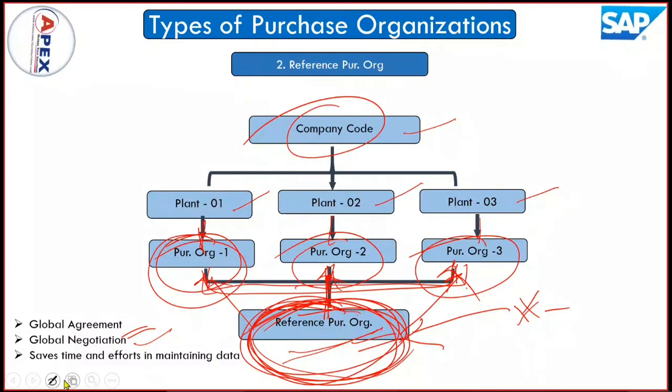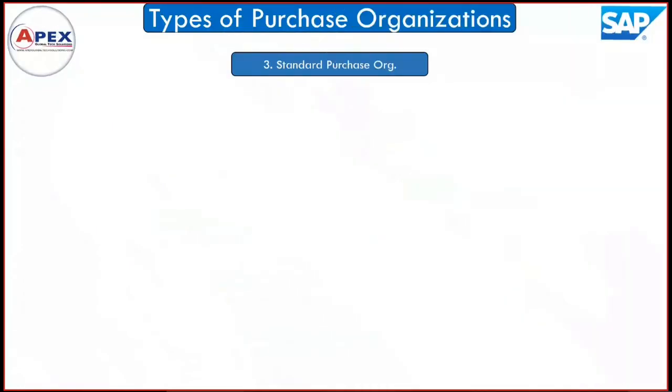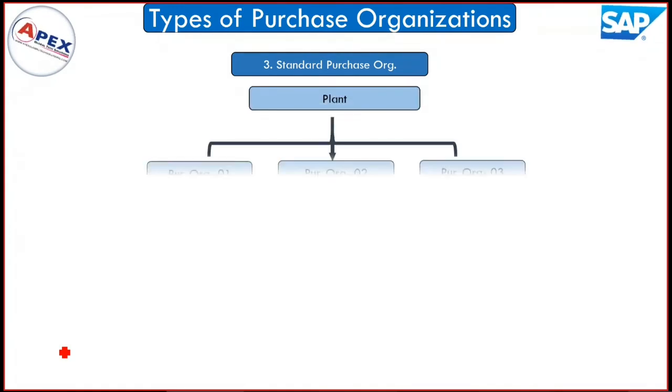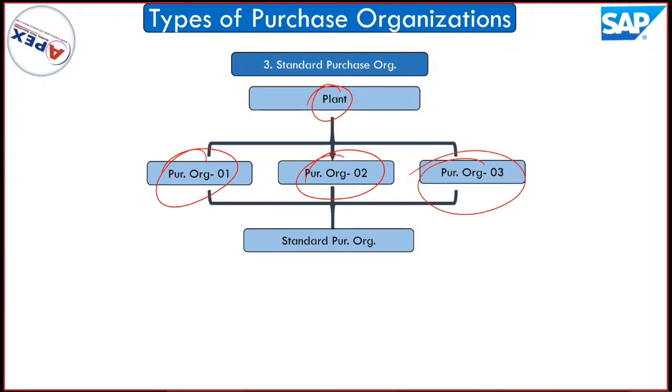Fine. So next, we'll move to one more purchase organization, that is standard purchase organization. Here in standard purchase organization, it is similar to a reference only. Here we have one plant. If in one plant we have multiple purchase organizations, for all the purchase organizations, we have a standard purchase organization.